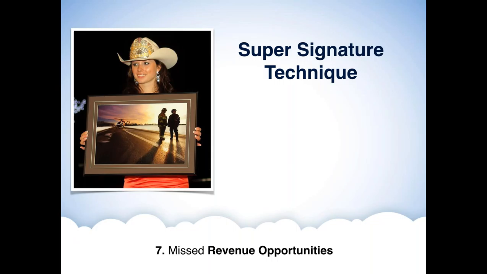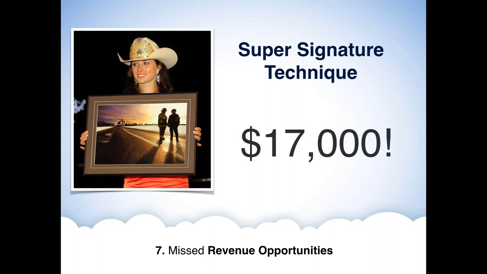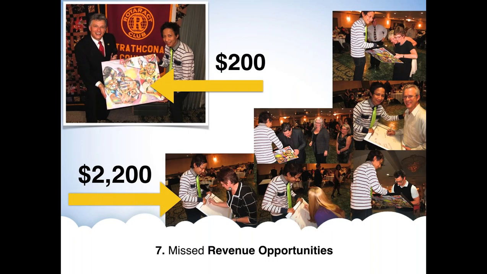17 hands go up. 17 hands. So that picture that may have sold for only $400 ended up generating $17,000. So folks, this is a great technique to use, particularly when your auctioneer is selling a piece of live artwork.